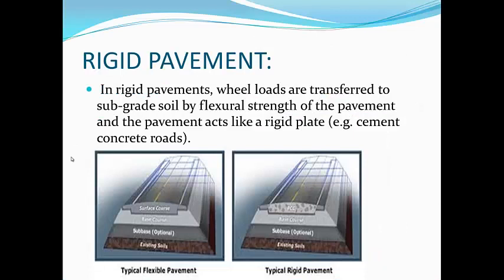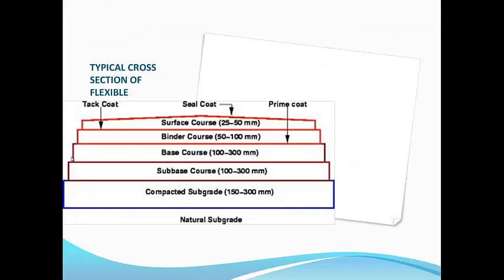Coming to the rigid pavement. In rigid pavements, wheel loads are transferred to the subgrade by the flexural strength of the pavement, and the pavement acts like a rigid plate. This figure shows you the typical cross section of the flexible pavement, starting from the natural subgrade and going up to the surface course, binder course, base course, etc.